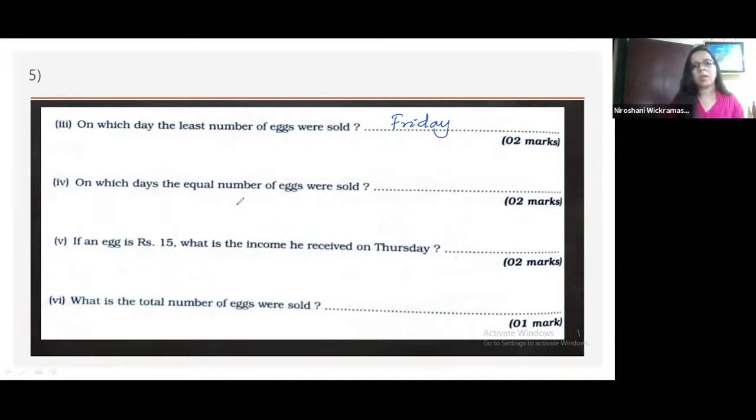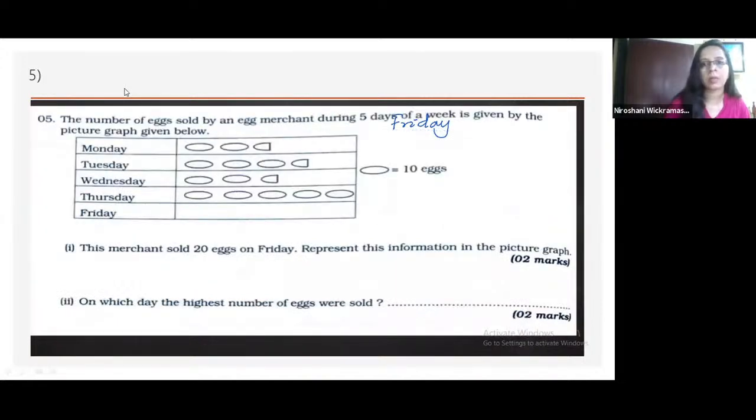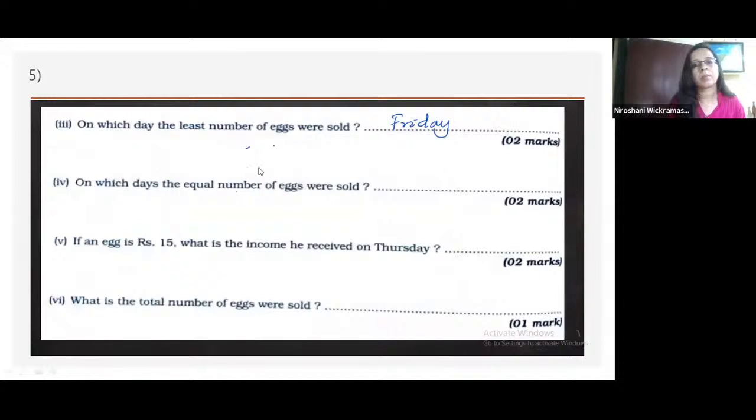On which day the equal number of eggs were sold? Equal number of eggs. Let's check here. Now you can see Monday and Wednesday. Equal number here, 2.5 means 25. And here also 25. Here 50. Here 20. Right. Then Monday and Wednesday.